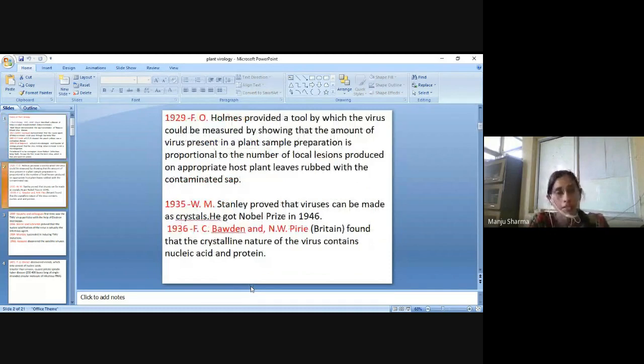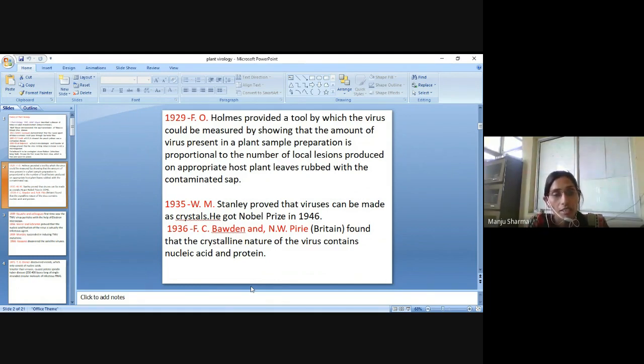In 1929, F.O. Holmes provided a tool by which the virus could be measured, by showing that the amount of virus present in a plant sample preparation is proportional to the number of local lesions produced when appropriate host plant leaves are rubbed with the contaminated sap. In 1935, W.M. Stanley proved that viruses can be made into crystals. He got the Nobel Prize in 1946.